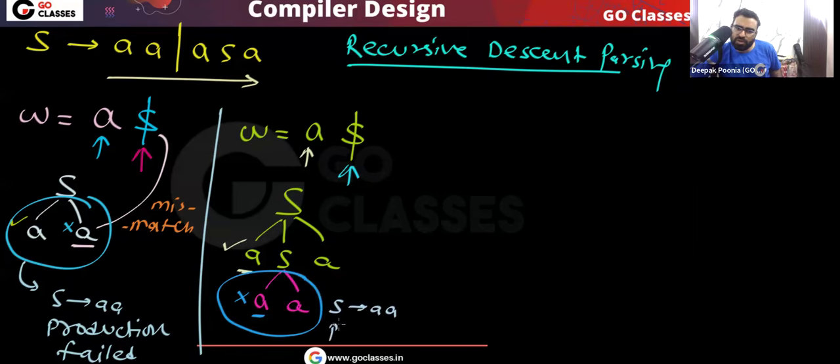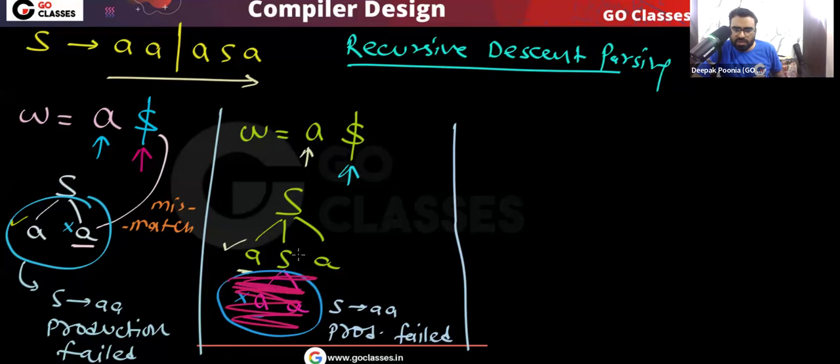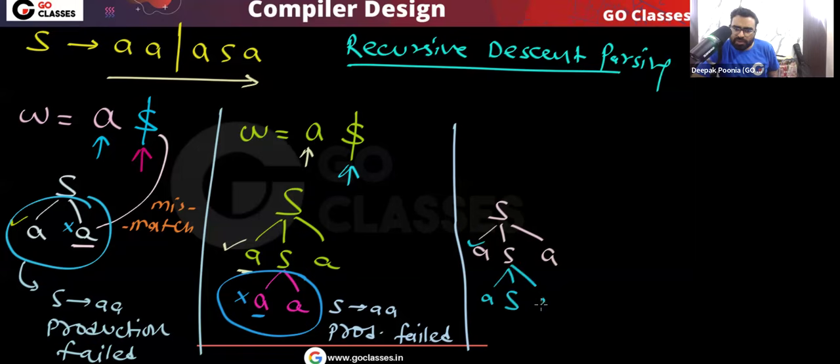Here I can say S going to a production failed. And when it failed, it means that you will remove this. You will go to this S and you will try the next production. So you can see that S going to aSa will happen. Already you can notice that this a was already a success. And for this S you will try the next production. Notice that on this input string, you are here because this a was already matching with this a, so basically the current input symbol is dollar.